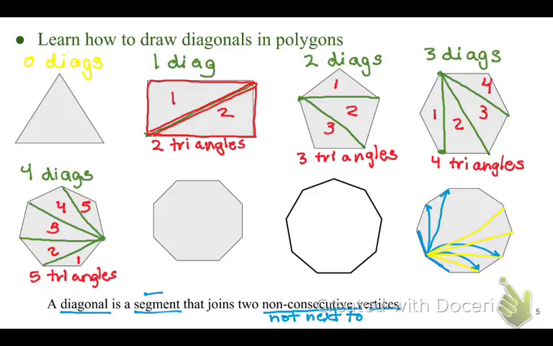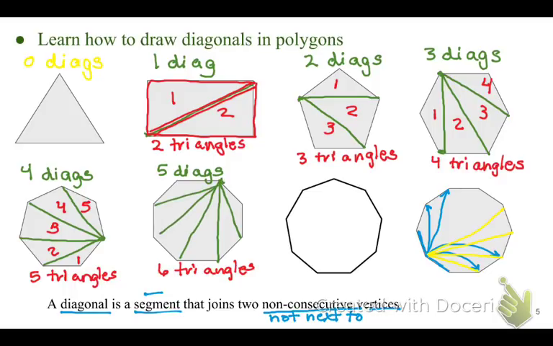Now, I'm going to guess that this next figure is going to have 6 triangles, and that it's going to have 5 diagonals. Let's see. I'll start from here. 1, 2, 3, 4, 5. Sure enough. And 6 triangles. 1, 2, 3, 4, 5, 6.